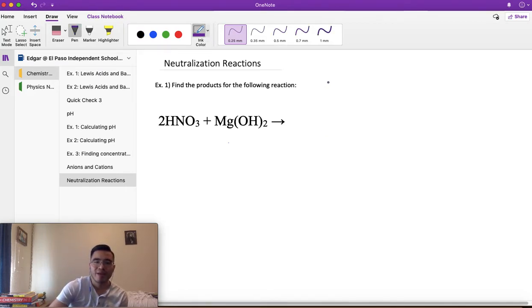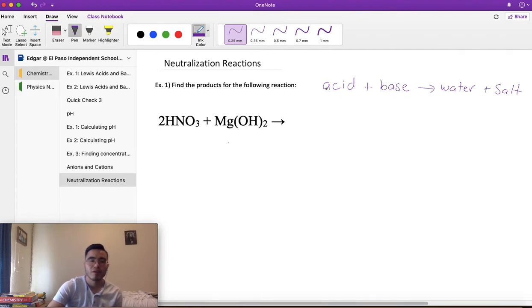When you have an acid and a base, they react. The products are water plus a salt. The way to approach these kinds of problems is simple, I believe. Let's pick black. The first thing is to write your molecules.